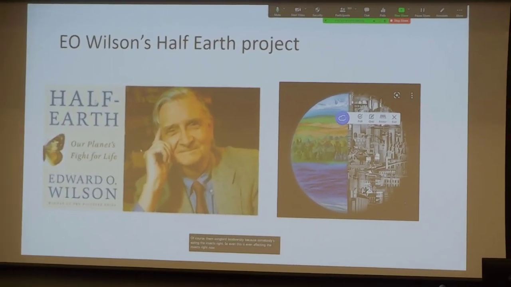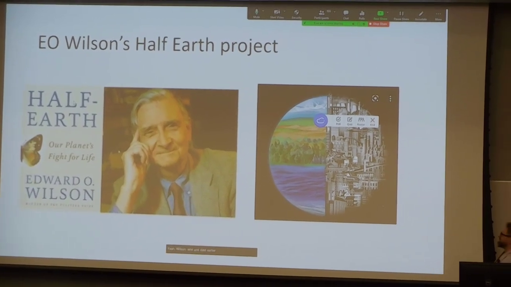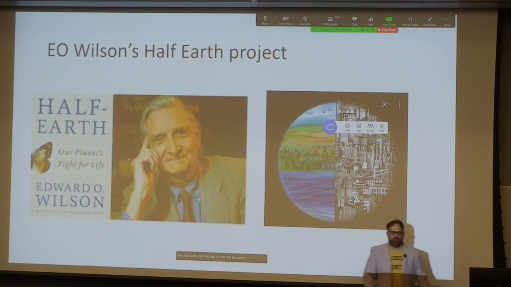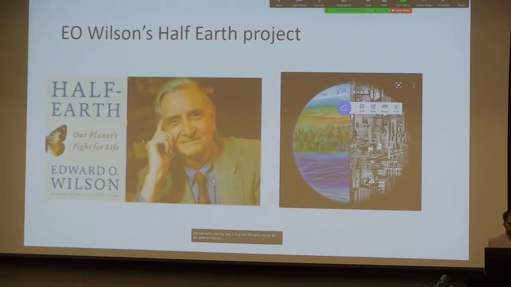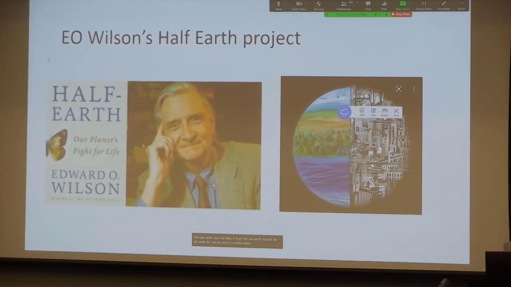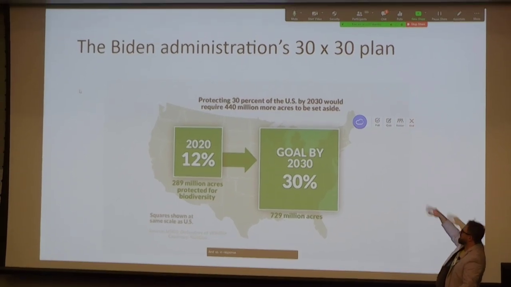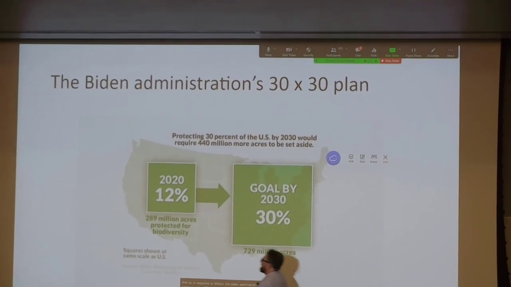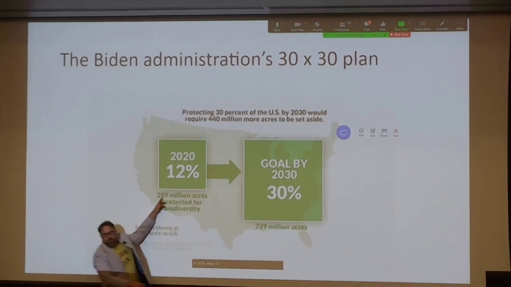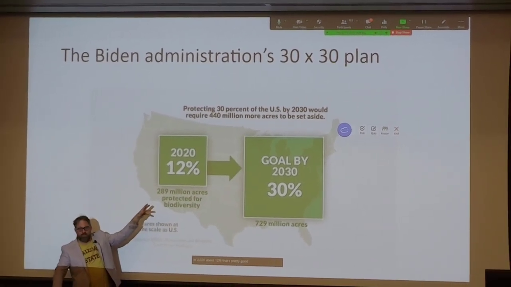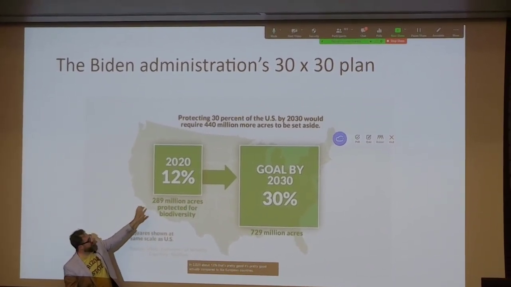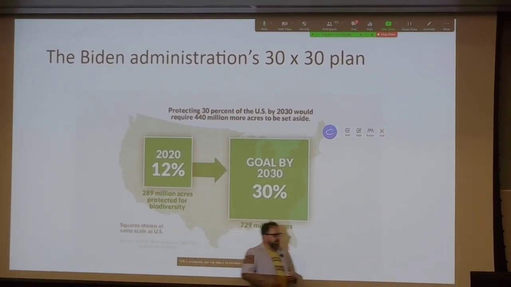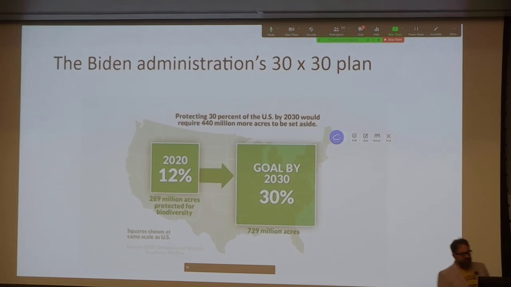So E.O. Wilson, who just died earlier this year, suggested the half Earth, the idea that half the Earth should be set aside for nature. And this is a noble vision, but probably not feasible. The Biden administration came up with a 30 by 30 plan. In 2020, about 12% was protected, which is pretty good, actually, compared to European countries. But the idea is to increase it to 30%. So it's a very ambitious goal.